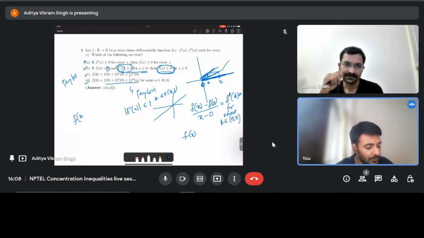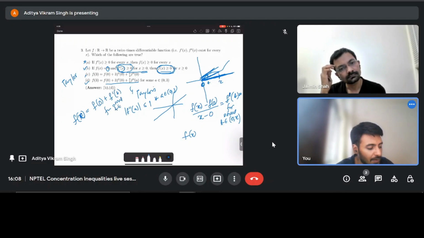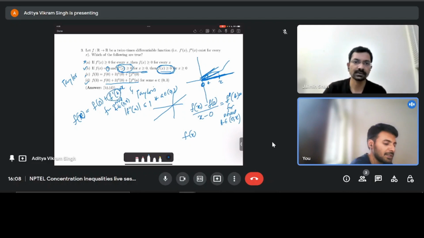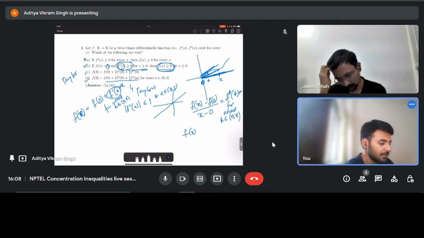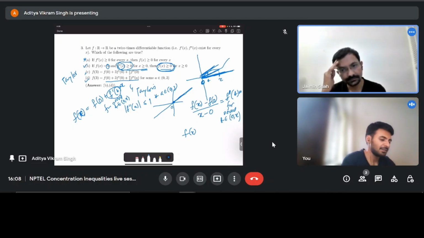So f of x is f dash of t times x, for some t in (0, x). This is Taylor's theorem, and you know that f dash t is greater than or equal to 0. So f dash x can be 0 throughout, and that would not be a problem. Understood. This function is very similar, so yeah, it can be confusing.